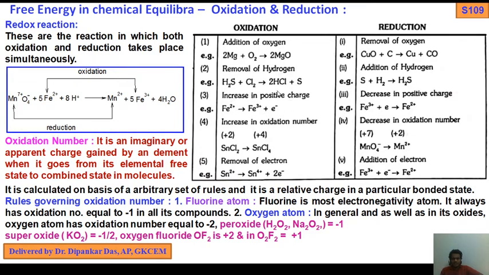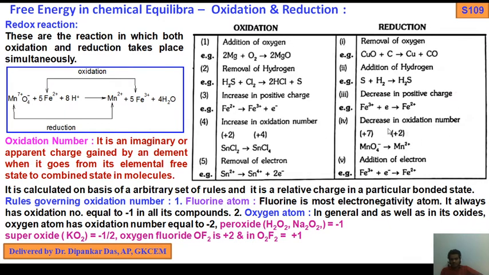Increase in positive charge, that is oxidation state increases, plus 2 to plus 3, at the expense of removal of electrons, that is the oxidation. So increase in positive charge in case of oxidation. Here decrease in positive charge, that is Fe3+ plus electron gives Fe2+. So plus 3 to plus 2, that is oxidation state decreases. Increase in oxidation number for oxidation. So SnCl2, plus 2, to SnCl4, plus 4. So oxidation number increases plus 2 to plus 4.